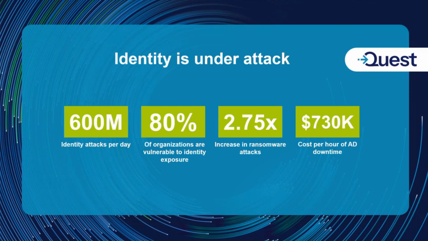More than 600 million attacks are made on our identities daily, and approximately 80% of all organizations are vulnerable to attacks. The Microsoft Defense report confirms these findings and indicates that insecure Active Directory configurations are one of the most common attack vectors, allowing attackers to gain unauthorized high-privilege access.